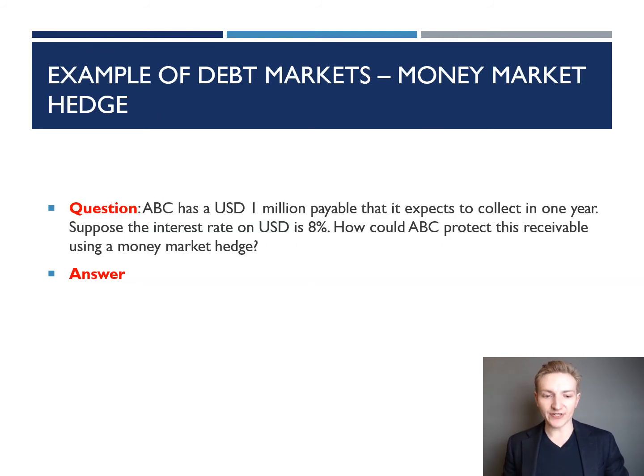So let's have a look at an example. Suppose ABC has a US $1 million payable that it expects to pay in 1 year. Suppose the interest rate on US dollars is 8%. How could ABC protect this payable using a money market hedge? So this is an example of how you would use foreign debt potentially.